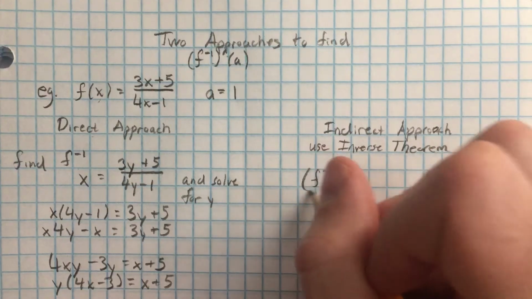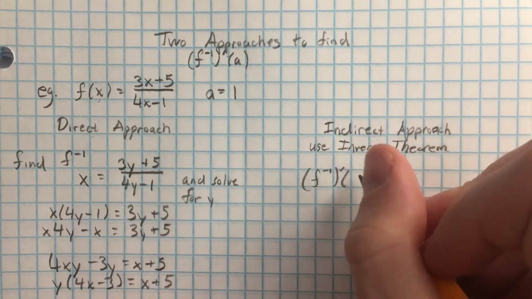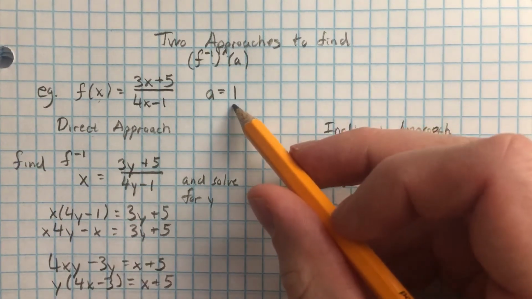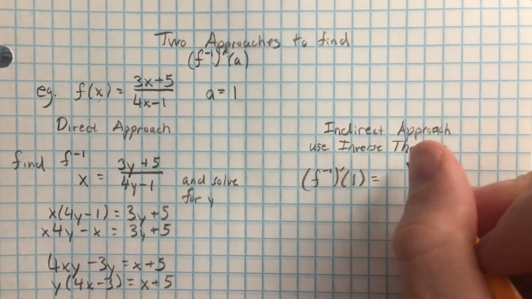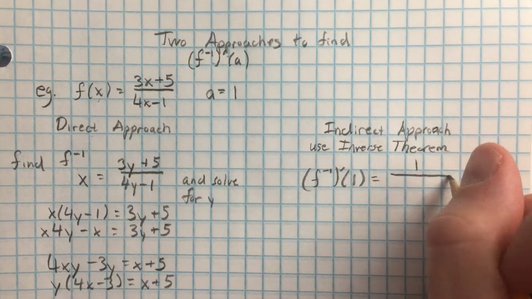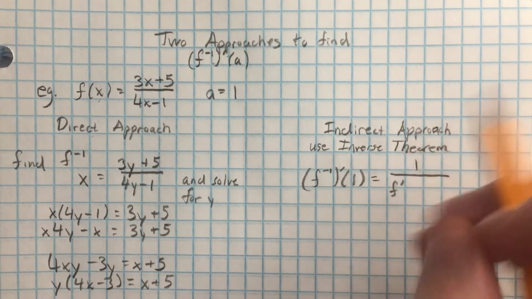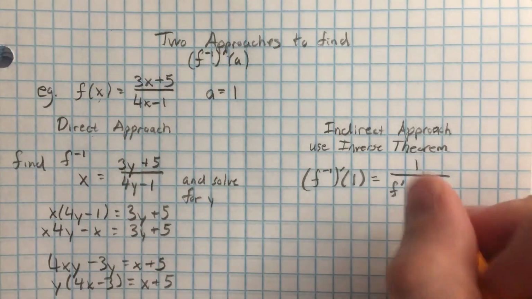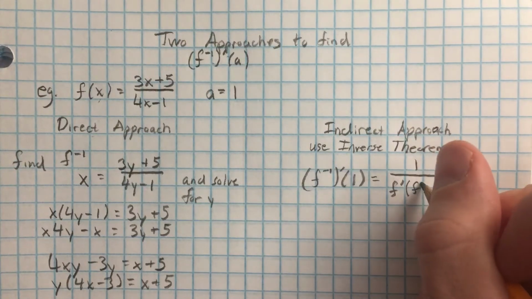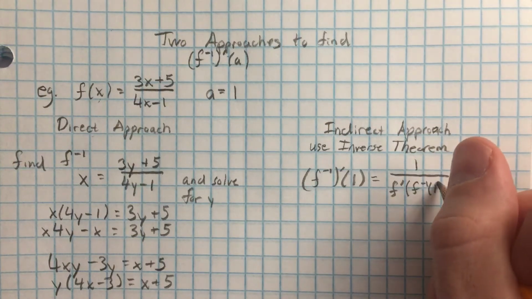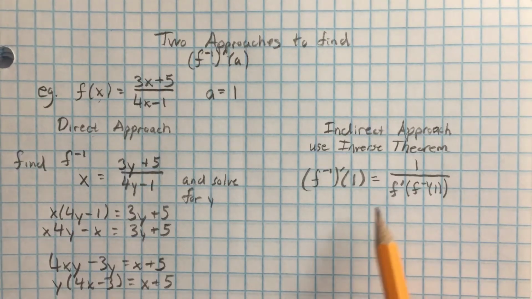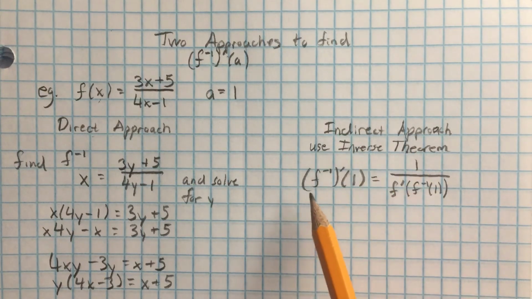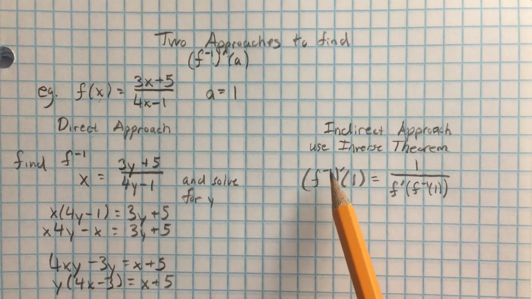F inverse prime at a number, I'm just going to use the number we have here, I'm going to use 1. 1 in this case is 1 over the original function's derivative at f inverse of 1. Okay? So we do not actually need to, this is why I'm calling it indirect, we do not actually need to find the inverse function at all.